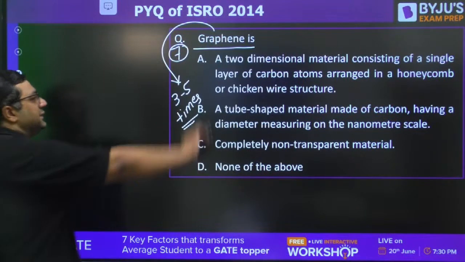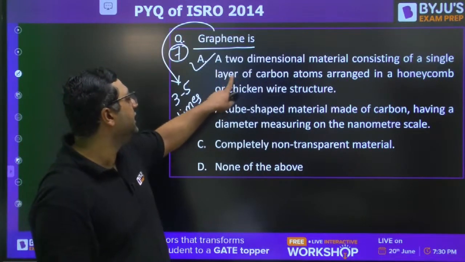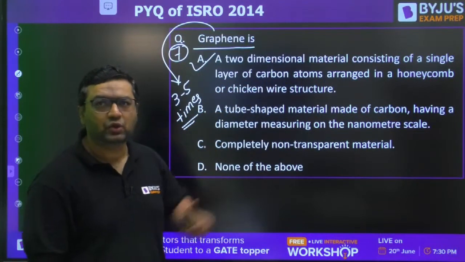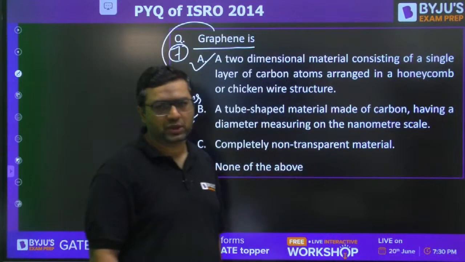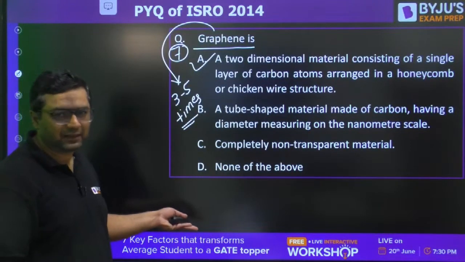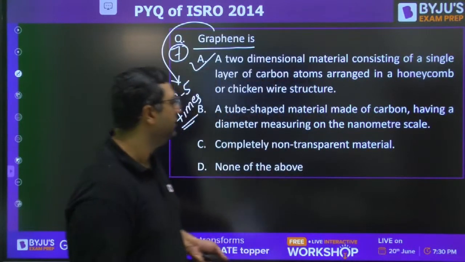Okay, I am telling you this is A. Graphite is a two-dimensional material consisting of a single layer of carbon atoms arranged in a honeycomb or chicken wire structure. So you remember this because this is a repeated question. Okay, no issues. This type of question I am also not expecting you to know, and that is why the cutoff goes very low for ISRO. Okay, that is the reason.